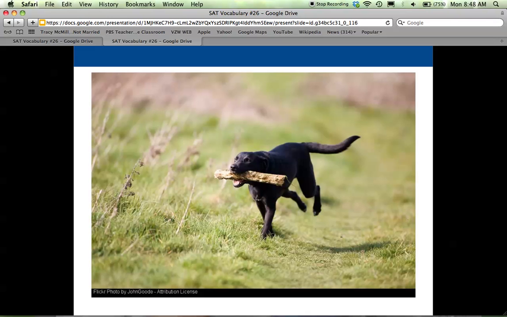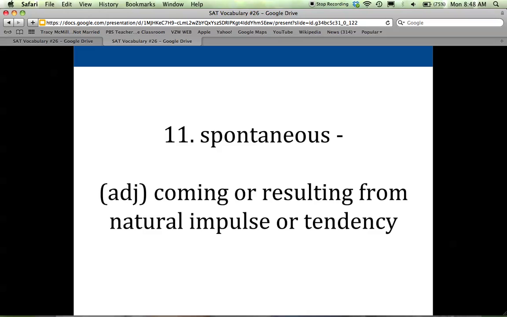And we even have retrievers, which are dogs who are known for being great at going and searching things out and getting them, which is how they got their name. 11 is spontaneous, and this describes someone or something that's coming or resulting from a natural impulse or tendency. And I think of somebody who's spontaneous as being kind of in the moment. They just act without a lot of thinking.